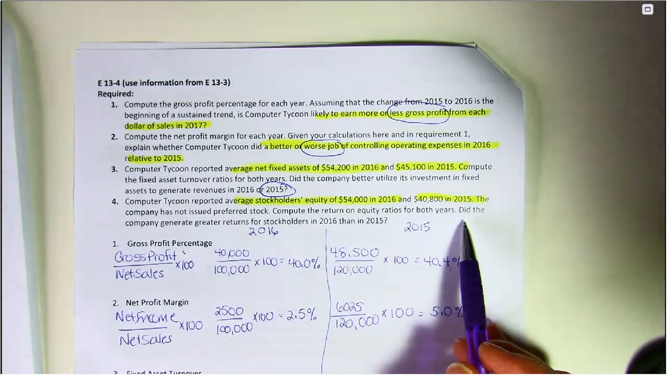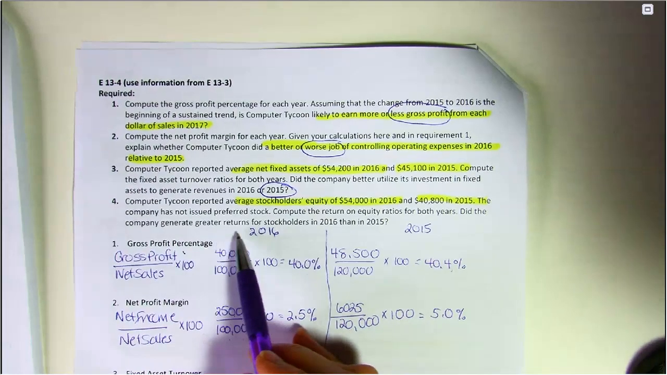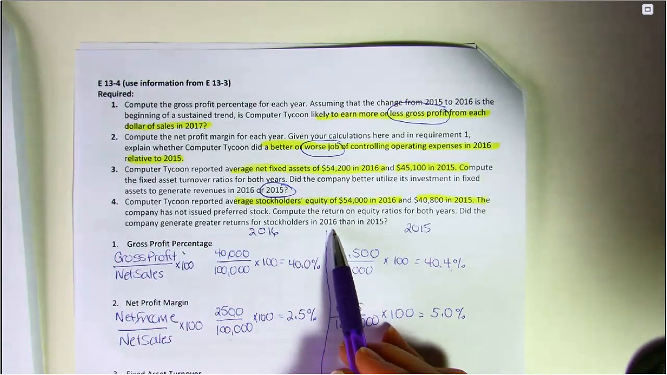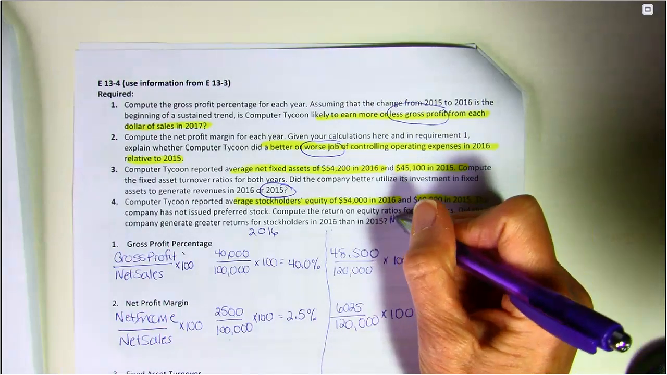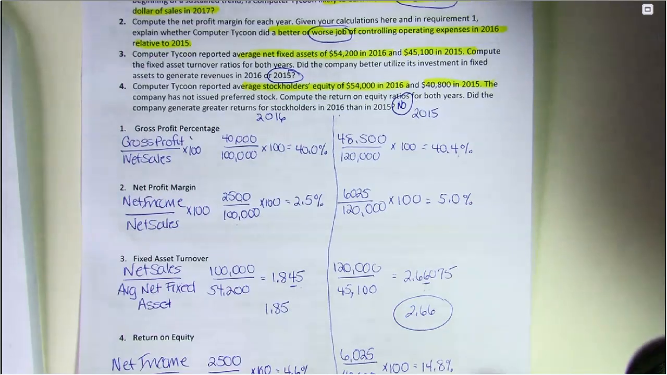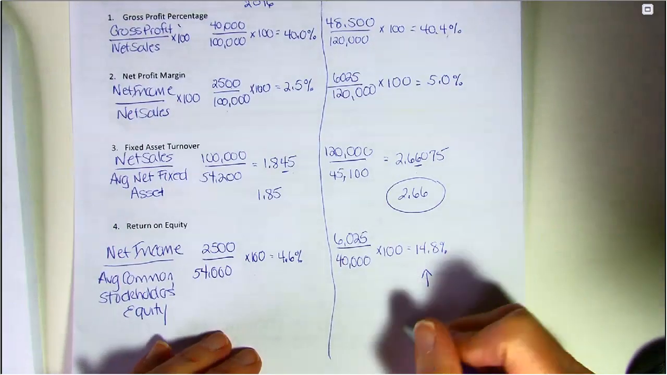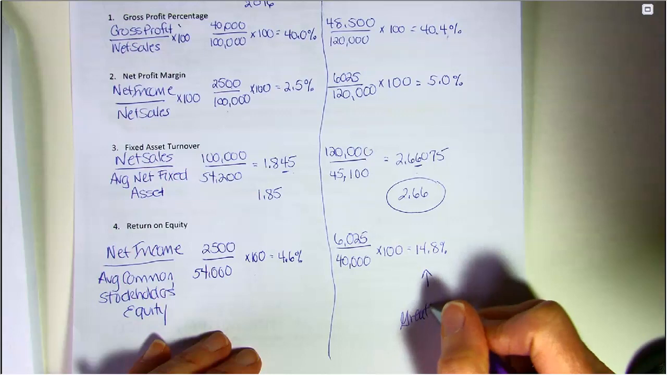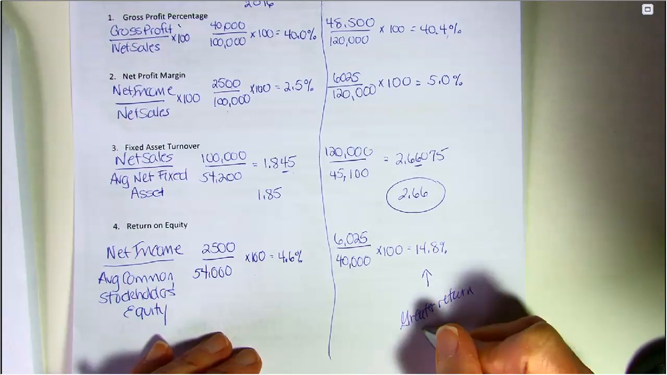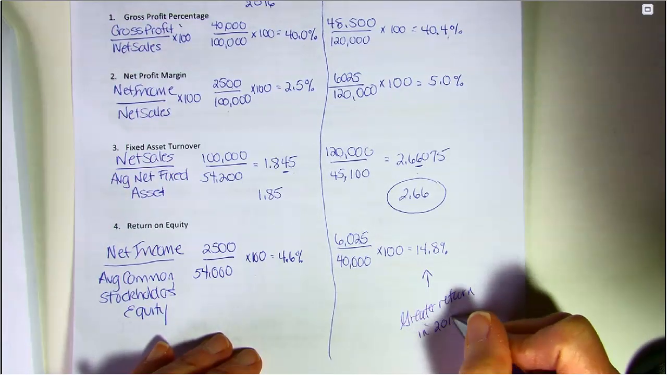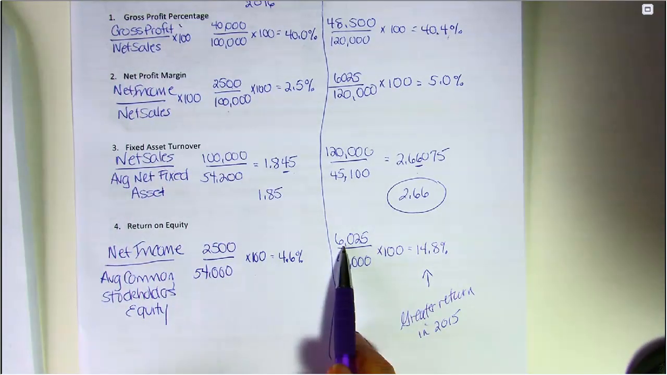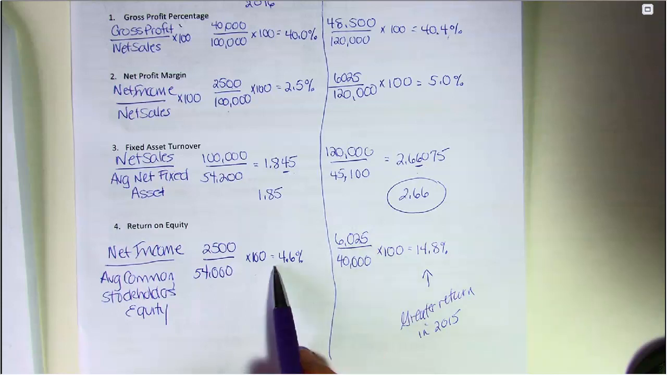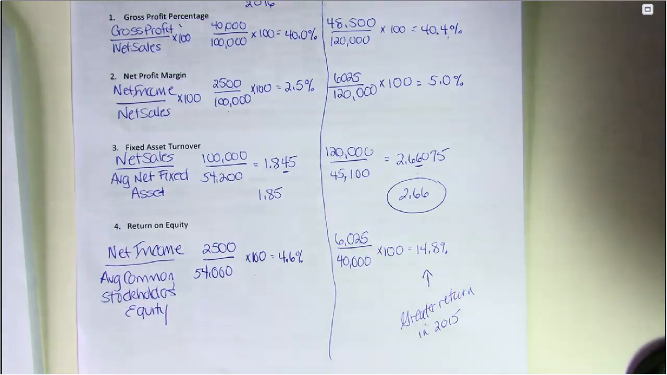So they ask us here, did the company generate greater returns for stockholders in 2016 than 2015? And our answer there would be no. We have greater returns in 2015. They were able to more effectively take the stockholders' investment and generate net income in 2015 as compared to 2016. And that ends our demonstration of profitability ratios.